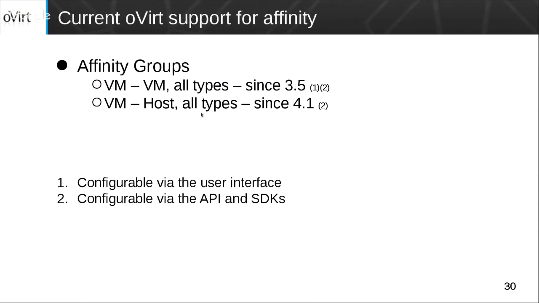Well, affinity groups, VM to VM affinity groups, all types existed in oVirt since 3.5. And VM to host is our new feature. All types exist since the latest version 4.1. We said we can configure VMs to VMs via the user interface and SDKs. VM to host only via the API and SDKs.